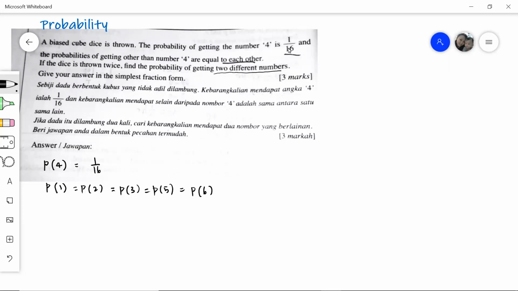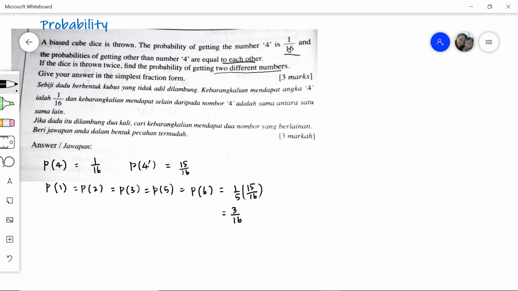So we know that if the probability to get 4 is 1/16, then the probability to get not 4, 4 prime, will be 15/16. That means the probability to get 1 or 2 or 3 or 5 or 6, not including 4, is 15/16. And then to get each of the numbers, it will be 15/16 shared among these 5, so divided by 5. Therefore, the probability to get each of the rest of the numbers will be 3/16.